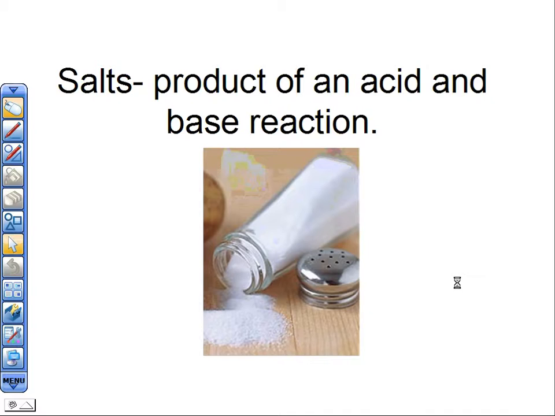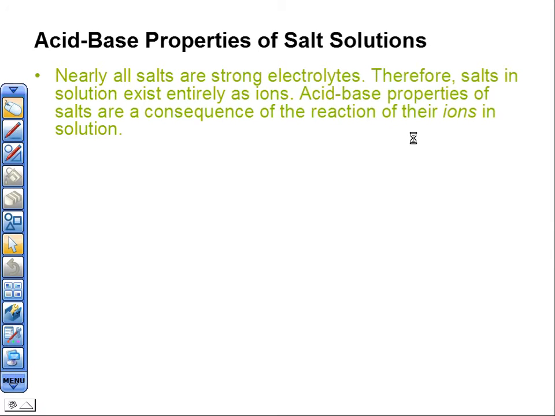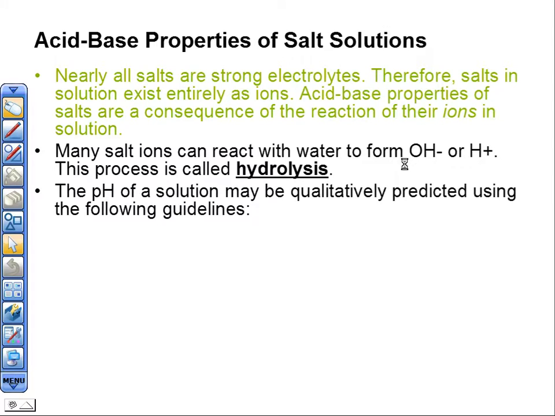Okay, the definition of a salt is a product of an acid and base reaction. So a salt is pretty much an ionic compound that's formed from the cation of a base and the anion of an acid. And all salts do something called hydrolysis, and that's what's going to give us a little bit of trouble in Chapter 17, but we're going to be okay with it.